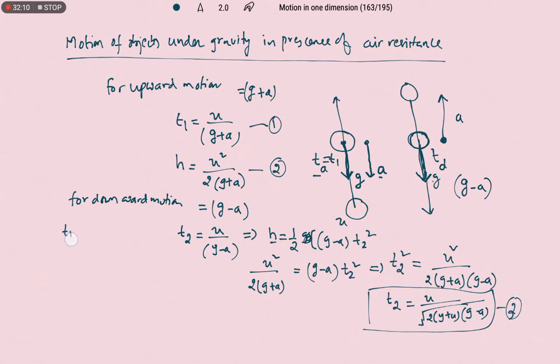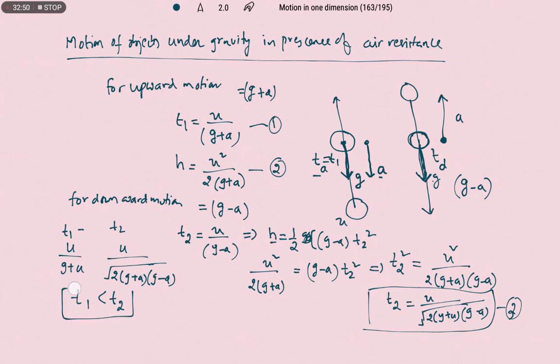So t1 is u by g plus a, and t2 is u by under root of 2 times g plus a into g minus a. We can easily analyze that. So which is greater? The time of ascent is less than the time of descent. That means t1 is less than t2.